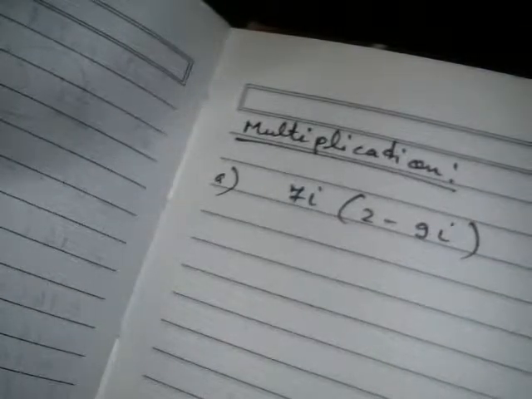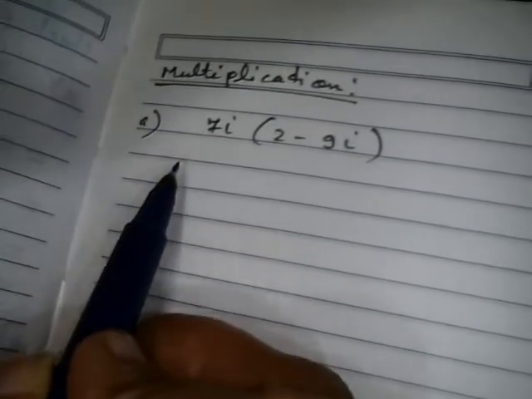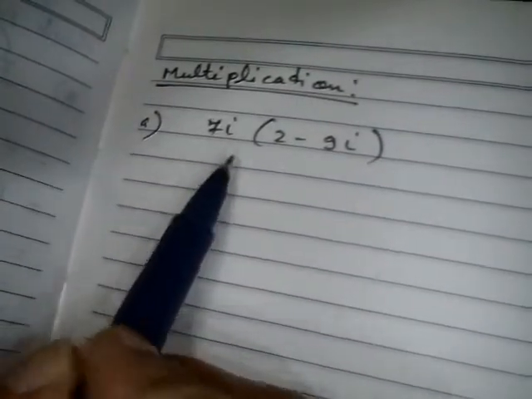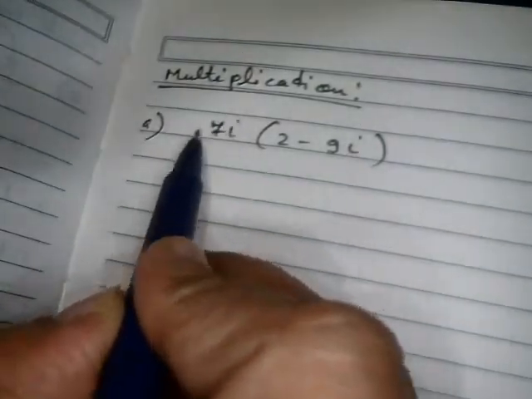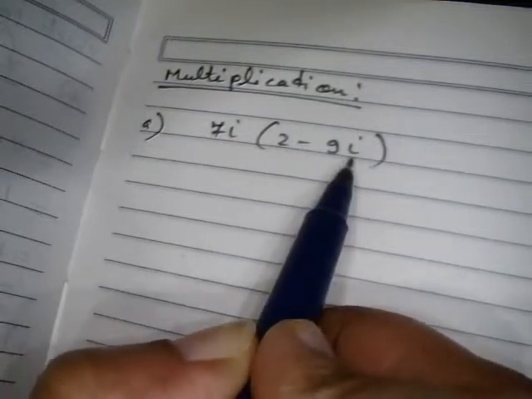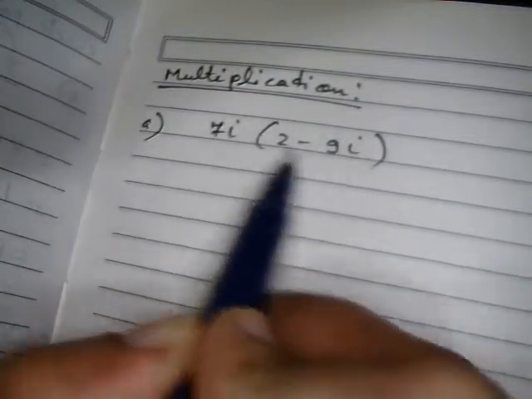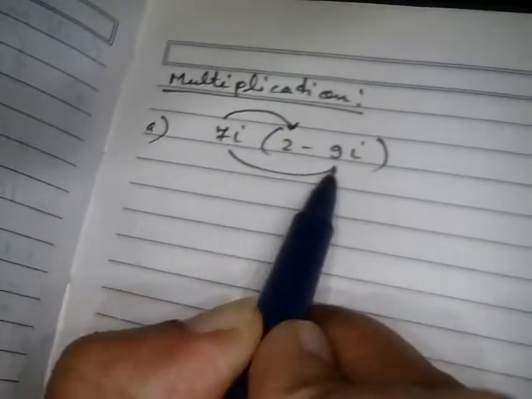Okay, in this video I'm going to talk about the multiplication of complex numbers. We need to multiply the same way as we do algebraic terms. Over here, outside you can see 7i, and inside the parenthesis you can see 2 minus 9i. So when you open this parenthesis, this 7i gets distributed on 2 as well as on 9i.